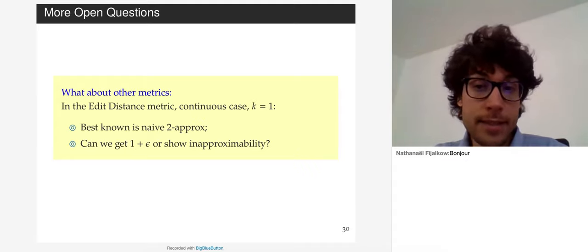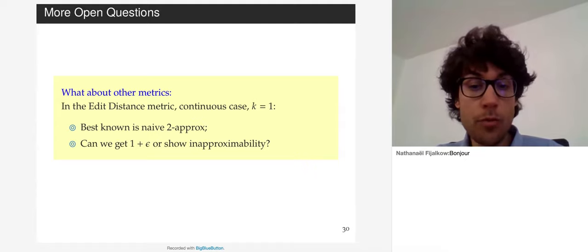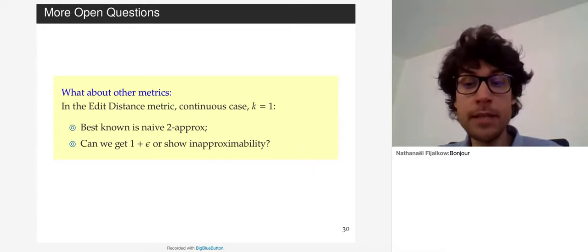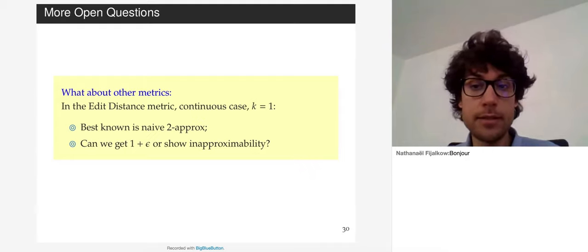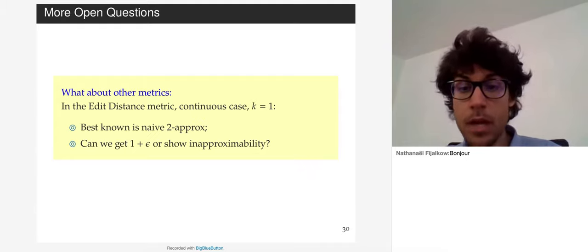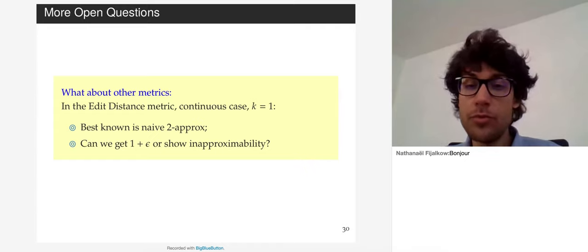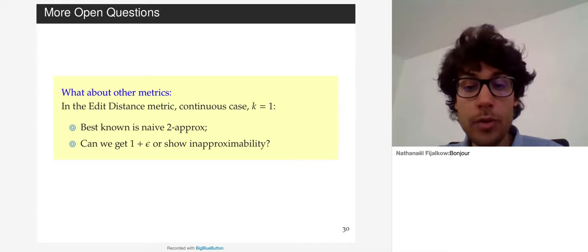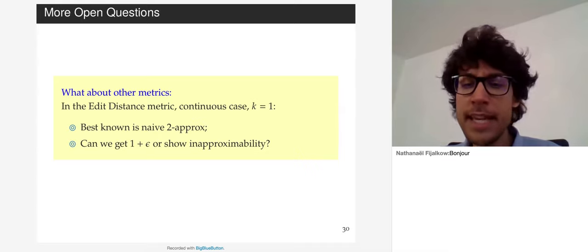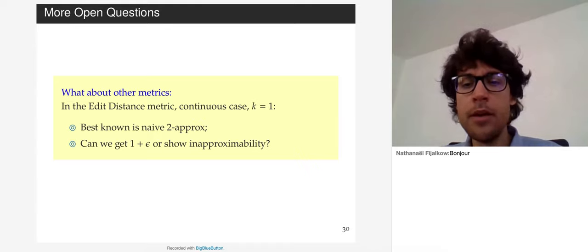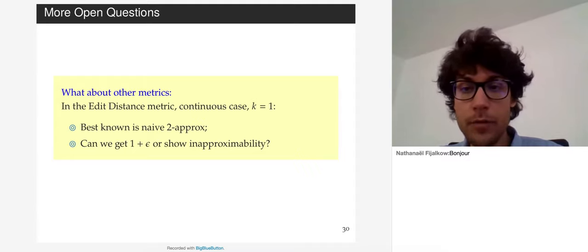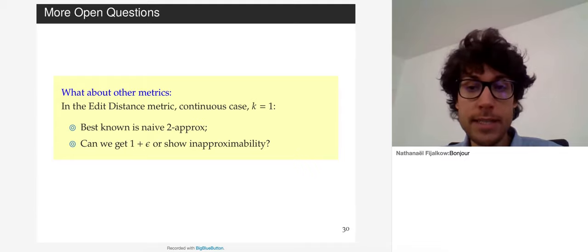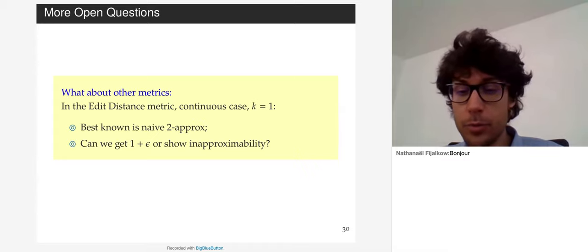So basically the question is, can you get a good approximation for the edit distance metric, one median? One median in the continuous case: can you get one string such that the sum of the distances to the other strings is minimized? There is a naive 2 approximation, which is very easy to get. Can we show that there is a 1+ε approximation? I think it's NP hard. I'm not 100% sure, but I think it's NP hard. So can you get a 1+ε approximation or show that you can't solve it efficiently? There is some kind of fine-grained complexity question here, perhaps. I think that's a cute open question.